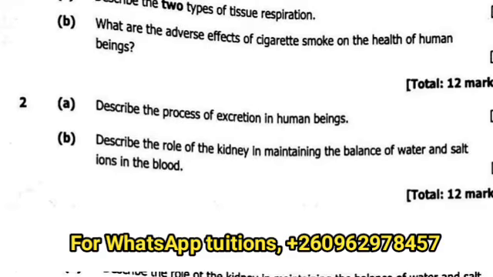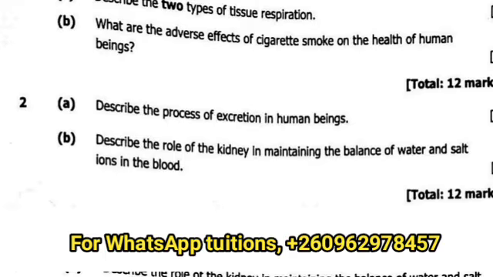The first thing, like I said, make sure that you define the key term. The key term here is excretion. So you'll say, excretion is the removal of toxic or poisonous metabolic waste products from the body of a living organism.